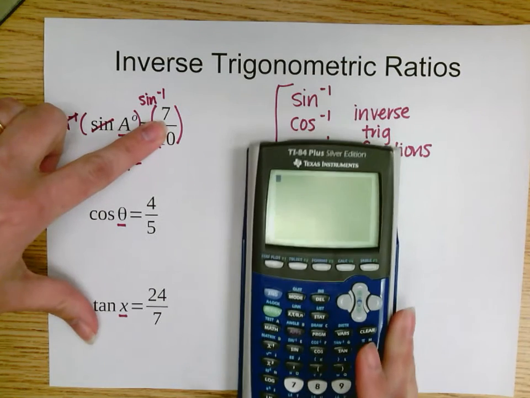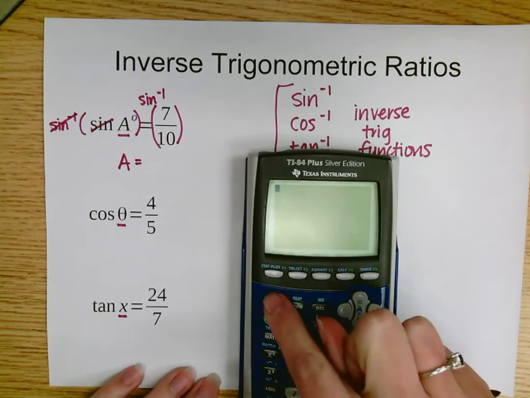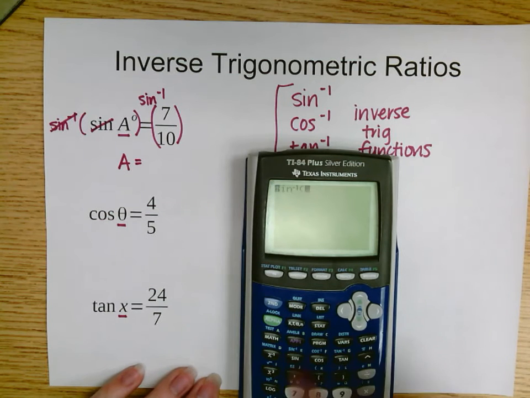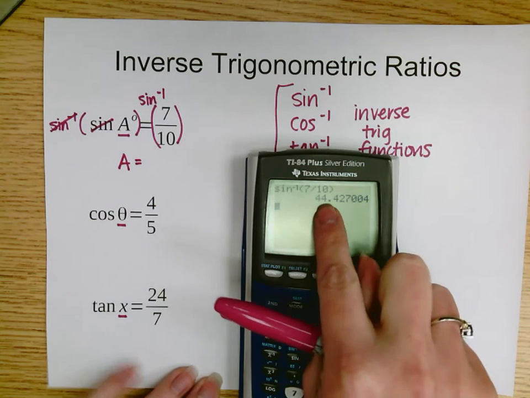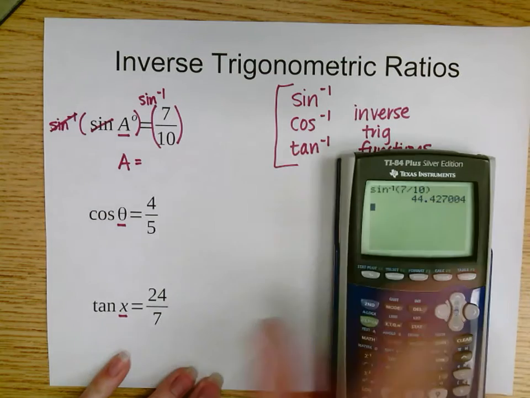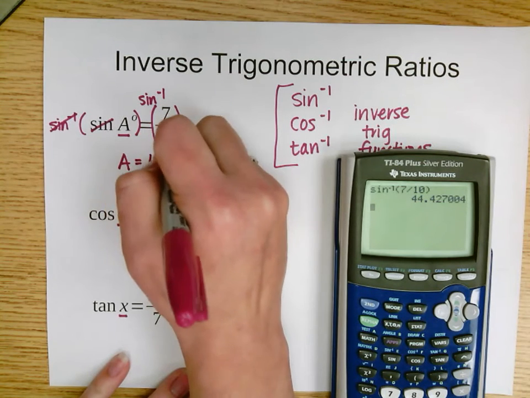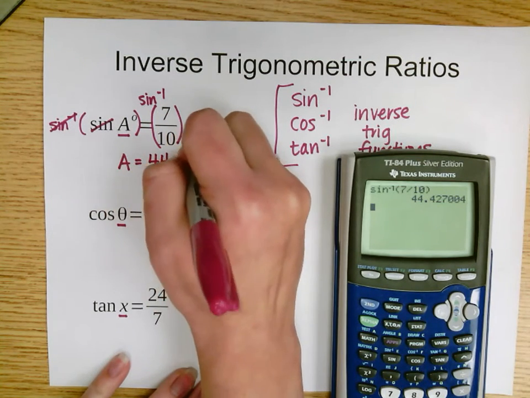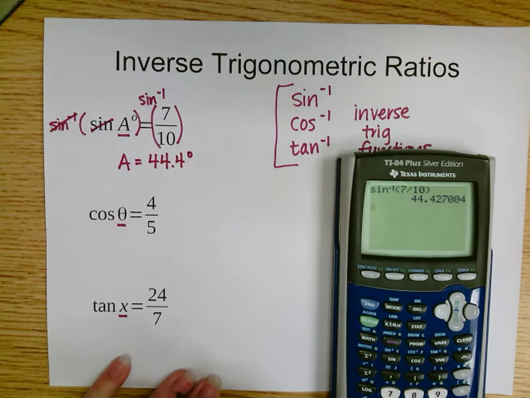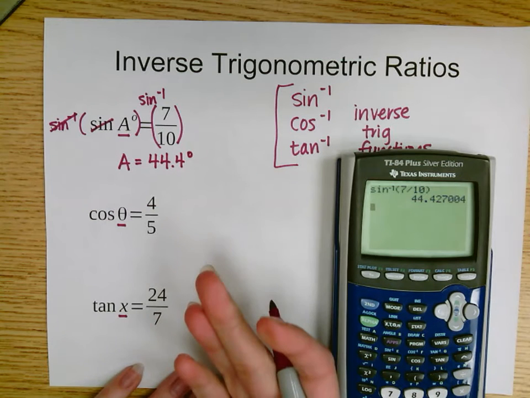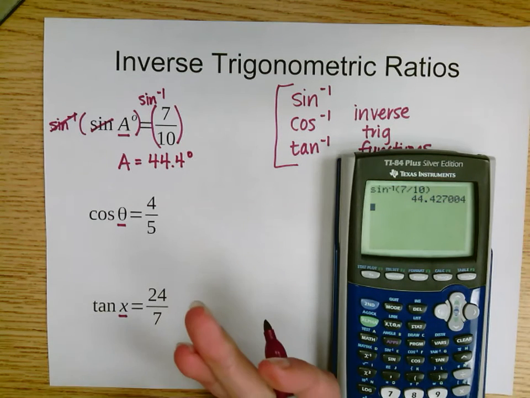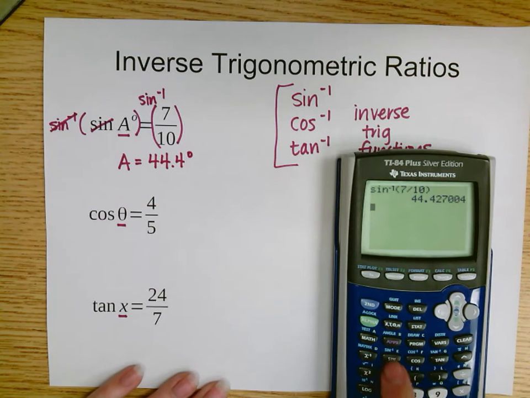So I'm going to put that in the calculator and hit second sine and 7 divided by 10. And this tells me how many degrees my angle is. So 44.4 degrees is what angle A is. Okay, so you just have to know which one to use and when to use it. You use this when you're looking for an angle. If you have the angle, you don't have to use your inverses. So your little inverse keys are for finding angles.